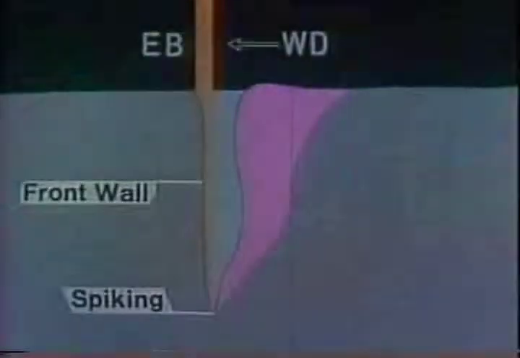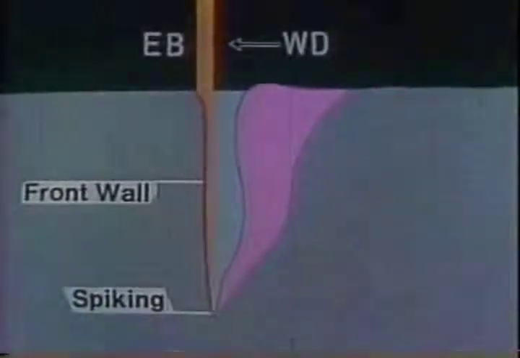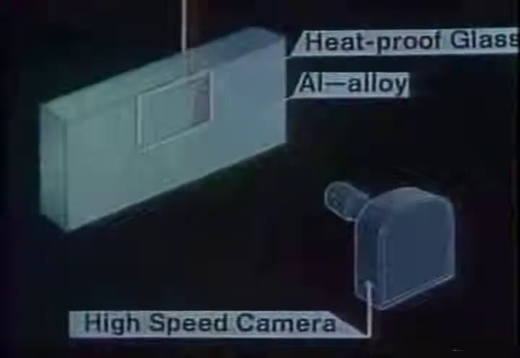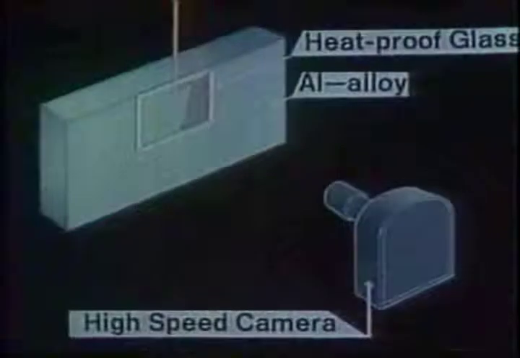Observation of beam hole front. So far, we have seen the evaporation and molten metal flow at the front wall play important roles in the spiking process. Now let's observe the behavior of the front wall in more detail in the case of EB welding. First, let's observe it directly by an optical method using a high-speed camera.